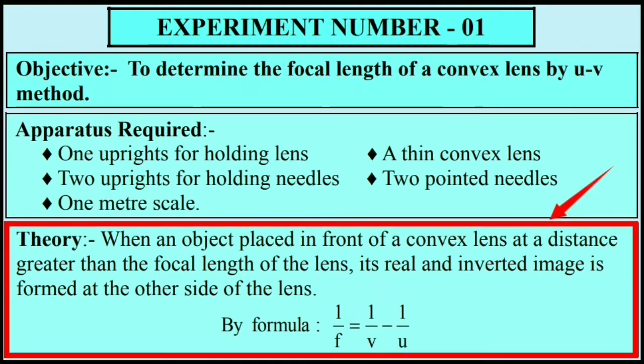The theory of the experiment is: when an object is placed in front of a convex lens at a distance greater than the focal length of the lens, its real and inverted image is formed at the other side of the lens. The formula is 1 by f equal to 1 by v minus 1 by u, where f is the focal length of the lens, v is the image distance from the lens, and u is the object distance from the lens.